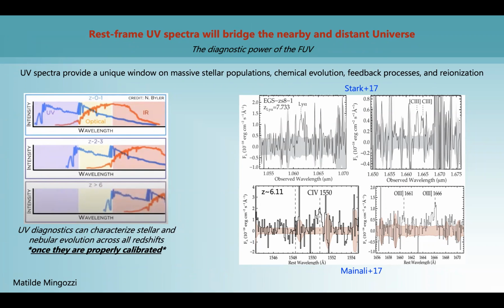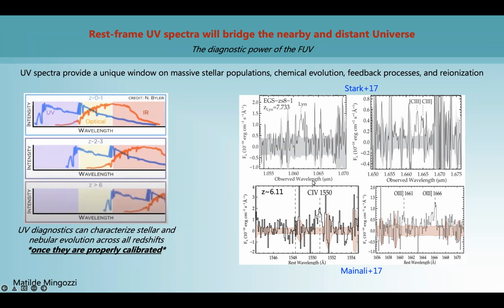Then moving towards intermediate redshift, we have the rest frame ground-based observatories that we can use. And then moving to even higher redshift, higher than 6, we have the rest frame infrared. And of course, in the JWST era, we will have more and more observations at redshift higher than 6 and also higher than 10, where we will have only UV spectra available.